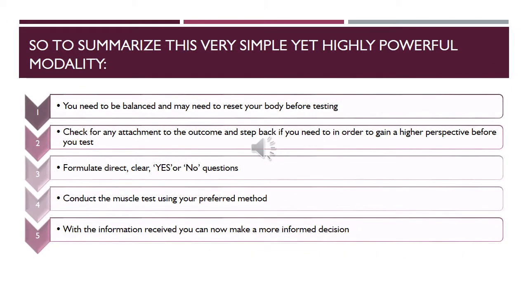So to summarize what we've gone over and what we've learned about how to use muscle testing, first step is you need to be balanced, and you may need to reset your body before testing. We went over several things that tend to throw us off balance and the energy reset technique that you can use to reset your body, just to make sure that your polarities aren't reversed and that you're getting accurate results before you're testing. Check for any attachment to the outcome and step back if you need to in order to gain a higher perspective before you test.